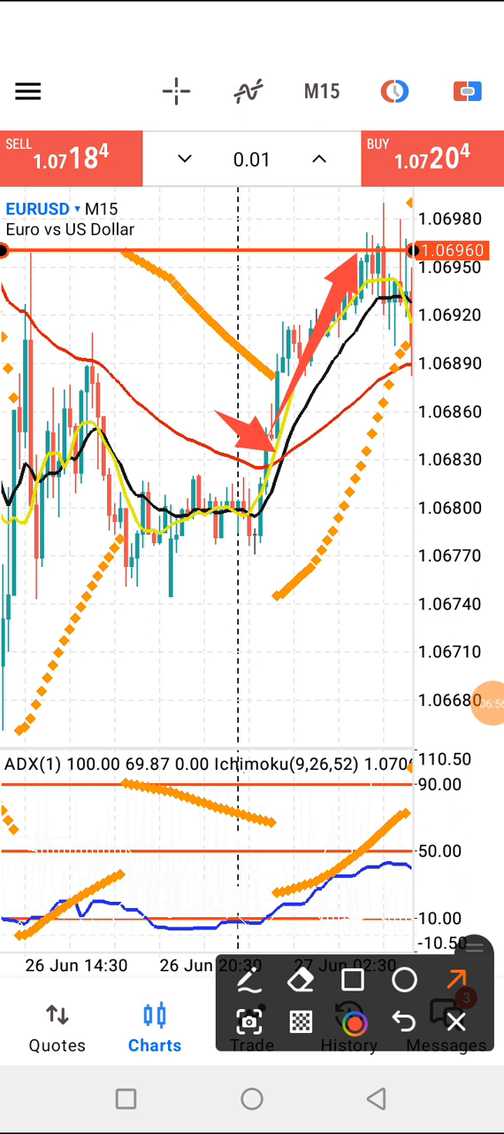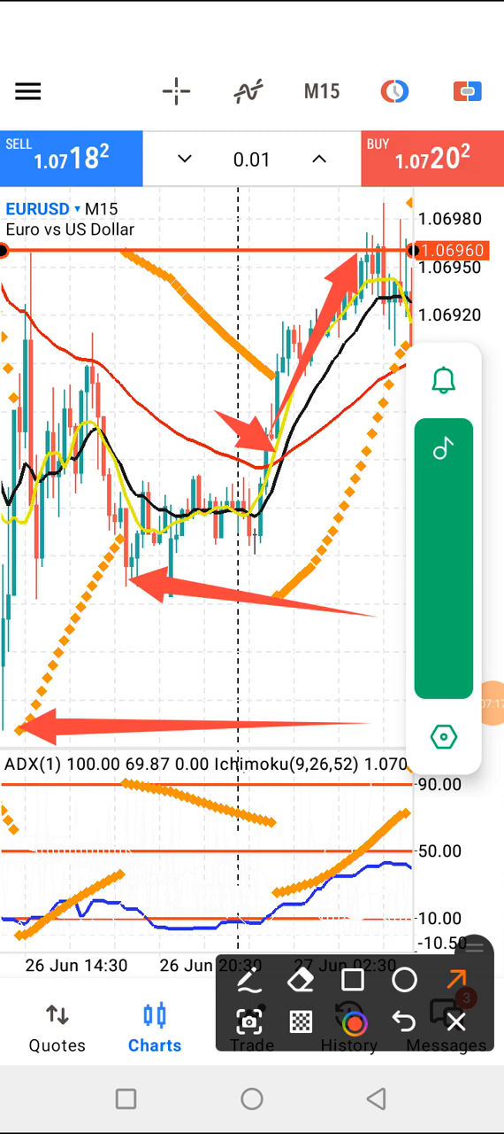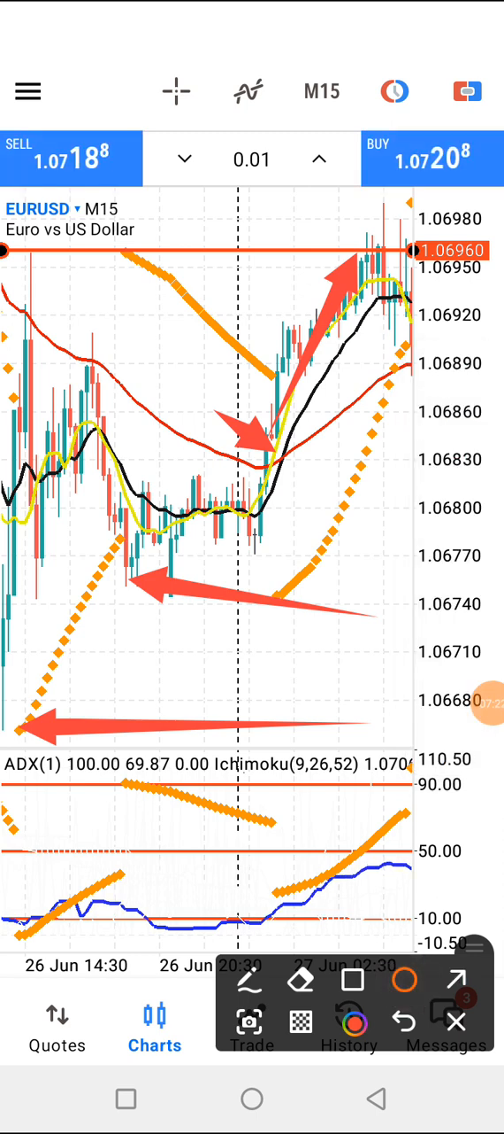Now this is another area of support. You see, we have support here, and then we have another support below here. So when price gets to or approaches those zones in the future, you should be expecting price to react at those areas. So the work of the parabolic SAR helps you to identify areas of support and resistance in this very strategy.